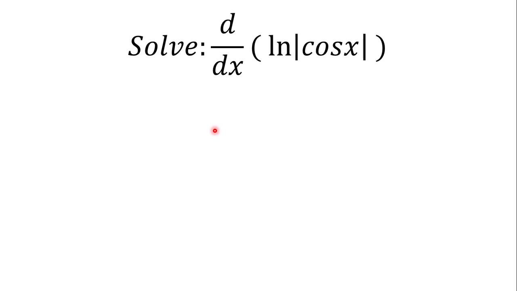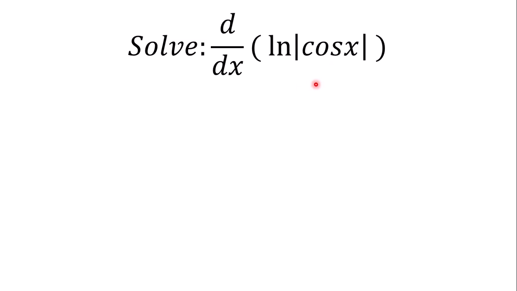Today we are going to look at how to differentiate natural log together with the absolute value of maybe any variable or any trig ratio. In our problem here, it is a trig ratio, that is cos x.